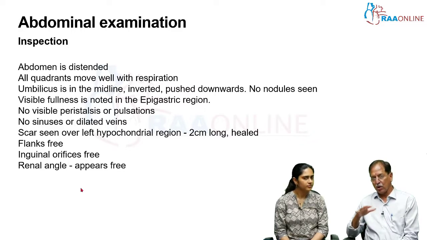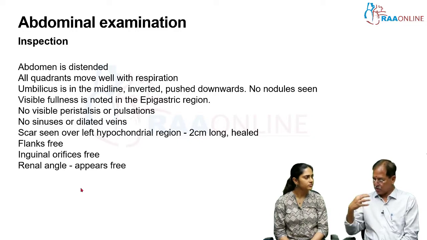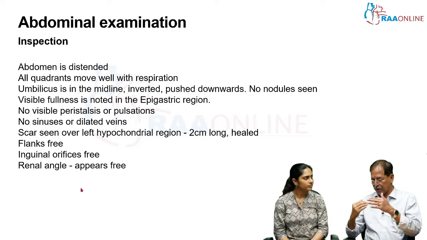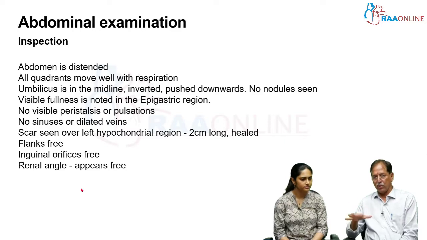Then you said all quadrants move with respiration. Why is it important? If there is any mass or such thing. So usually we look for acute abdomen. If there is any peritonitis, or any right iliac fossa mass, appendicular mass, where there is inflammation, or when there is acute cholecystitis, the right quadrant will not move, because as you know, the parietal peritoneum is sensitive. When the parietal peritoneum touches the inflamed organ, the patient can have pain. So the movement will be restricted. That's mostly for acute abdominal conditions. For chronic conditions, you need not mention that.